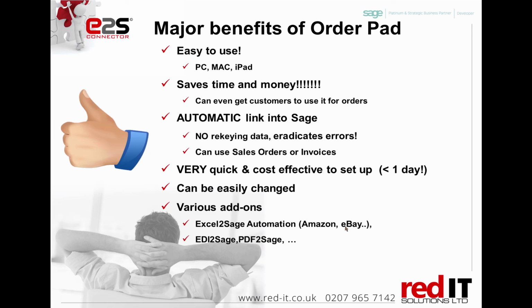You can even make it available to your customers, so your customers can then place their own orders using either an iPad perhaps, or even the application on their own desktops. Again, that will save you time having to rekey things in. There's an automatic link into Sage, so there's no rekeying. It gets rid of all the errors, and you can bring it in either as a sales order or a product invoice, whichever is easier for your particular line of business.